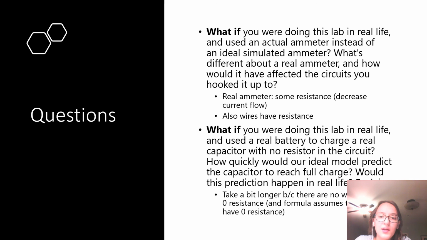Finally, for the questions, if I were doing this lab in real life, the real ammeter would have some resistance, and the wires would also have some resistance, so the current flow would be less. As far as charging the capacitor, it would take a little longer because there would be some resistance, but the formula for the capacitor implies no resistance.